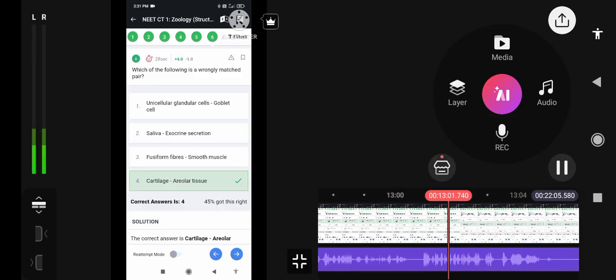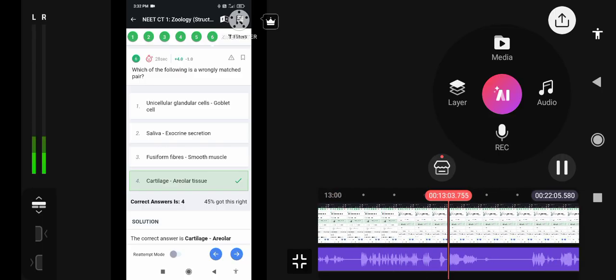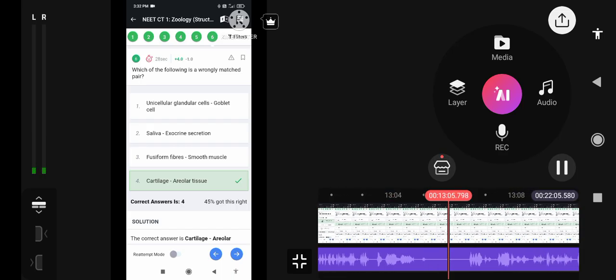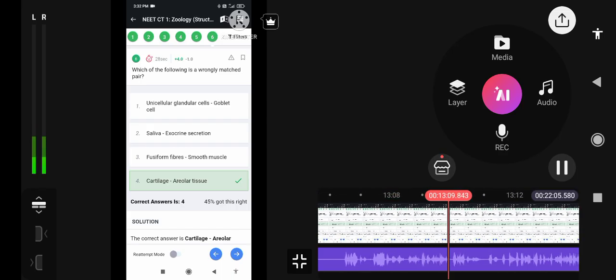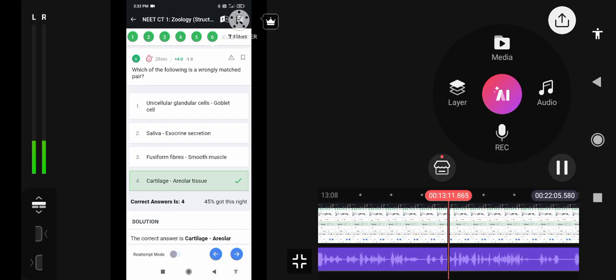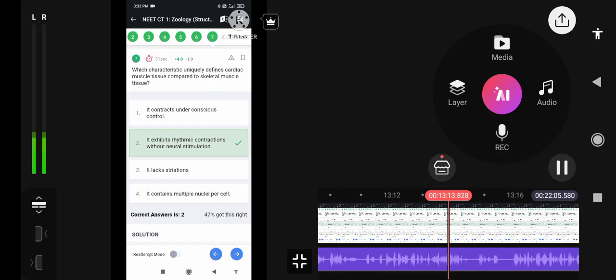Question: which of the following is a wrongly matched pair? Cartilage. Areolar tissue is 2 only. That is the only areolar tissue. That means it comes under loose connective tissue, which is areolar and adipose, not others.